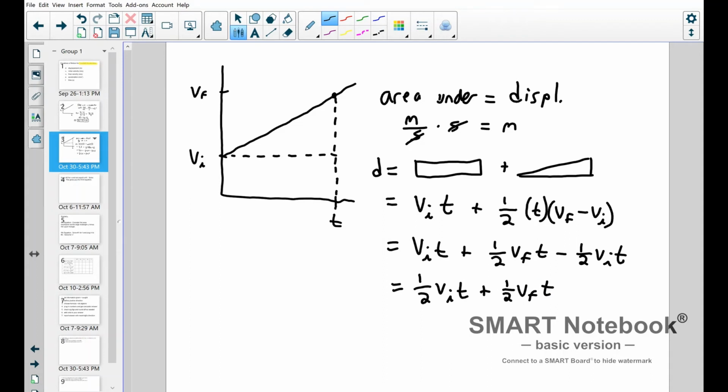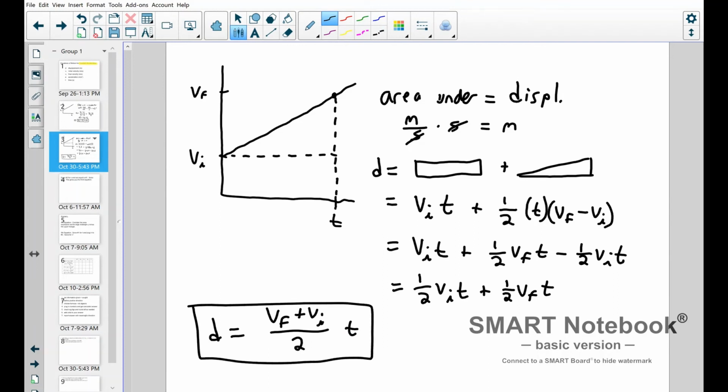And then how physicists usually write this is to factor out the 2 and the t. I'm just going to slide over to my left-hand side here. D equals (VF plus VI) over 2 times t. This gives me equation number 2. And you may also recognize (VF plus VI) over 2 as the average velocity.